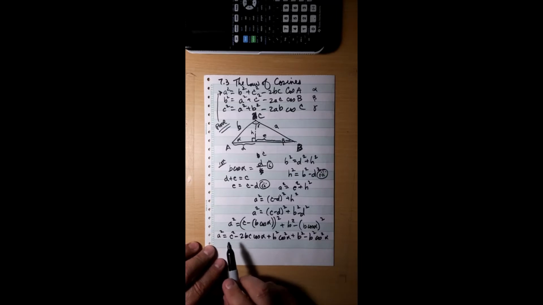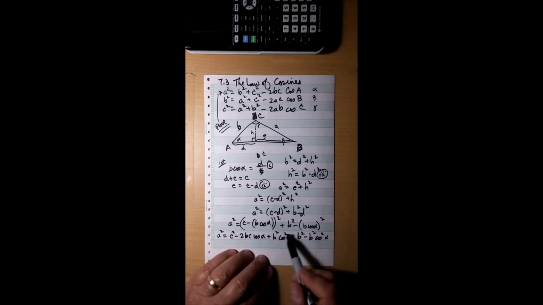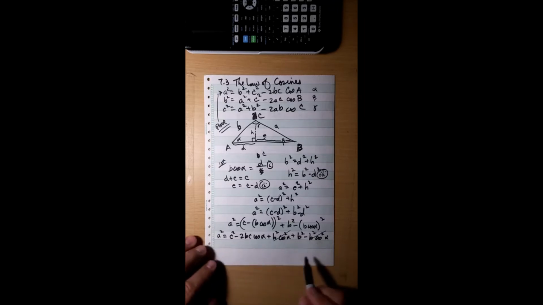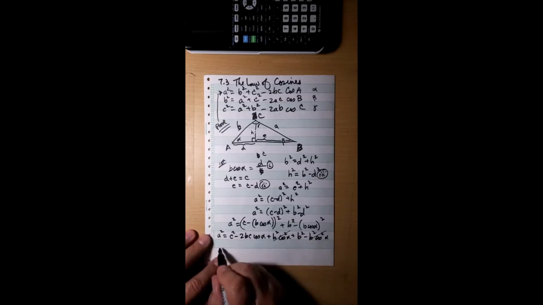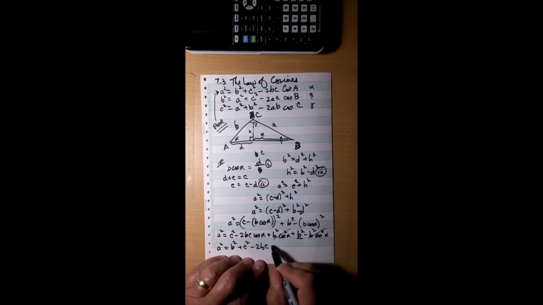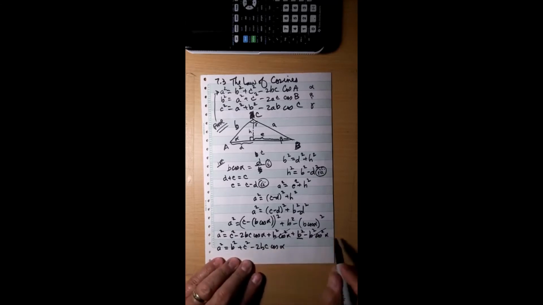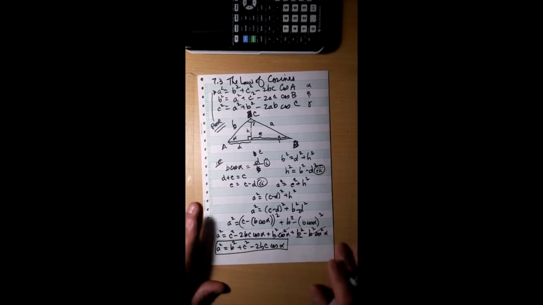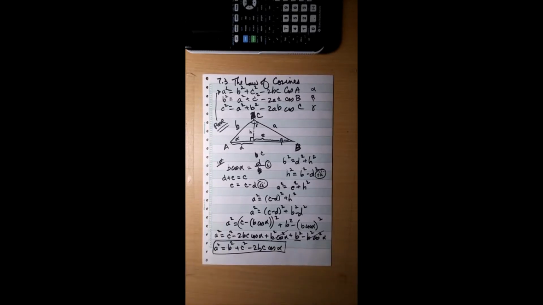Okay, if you look at all this stuff, there's a b squared cosine squared alpha, there's a negative b squared cosine squared alpha. Get rid of those two, and let's collect this and reorder them. Put the b squared first, then the c squared, then the minus 2bc cosine alpha, and we have our form. So that's one way of showing you how to get the law of cosines.